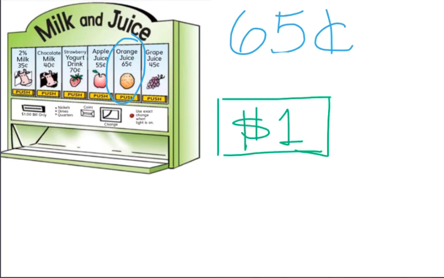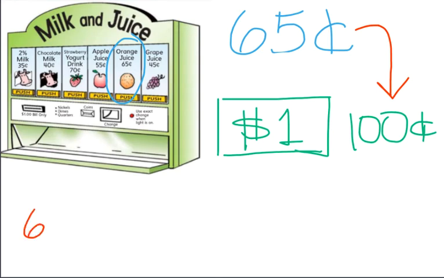Okay, this time, what if I put in a $1 bill? We know that another way of saying $1 is also 100 cents. So I'm going to count up from 65 to 100. But you know what? I'm still going to count by tens. I want to see how far I can go counting by tens until I get close to 100. I'm going to write it down here so I can see it right in front of me.